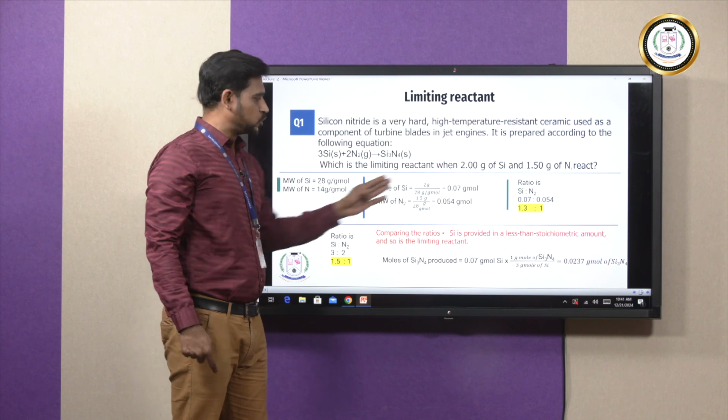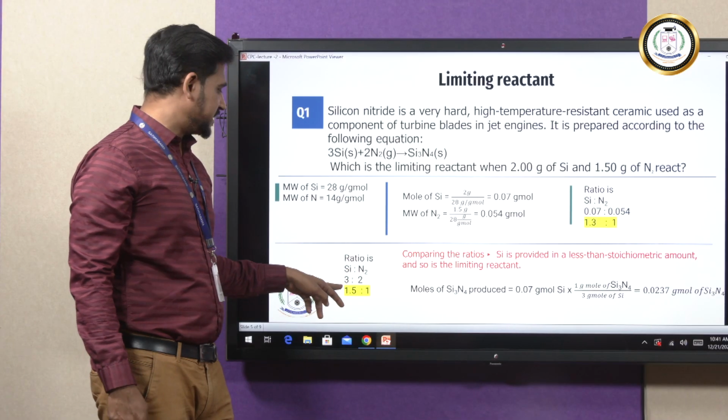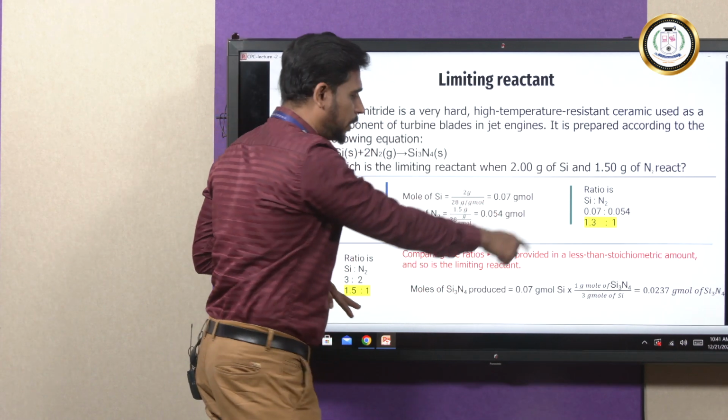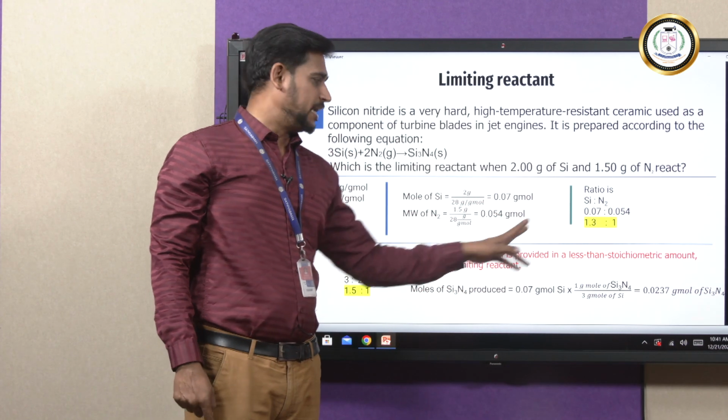When we compare these two ratios, we see that for silicon, as per stoichiometry it is 1.5, but actually we fed 1.3. That means silicon is the limiting reactant.